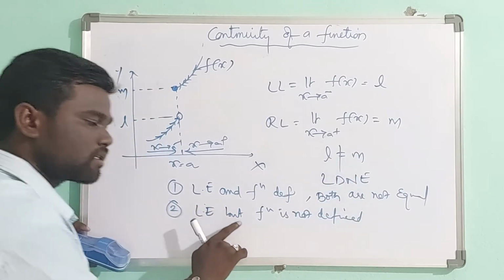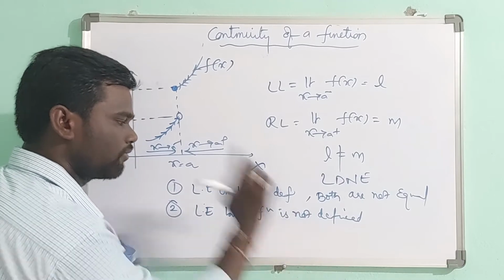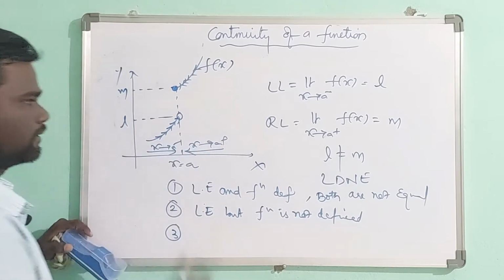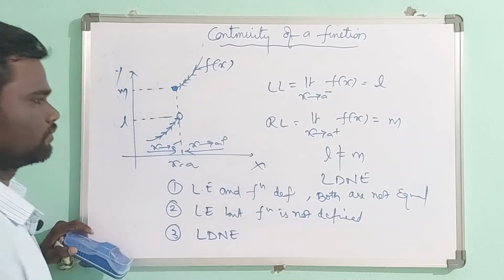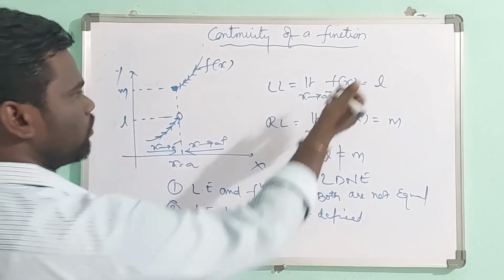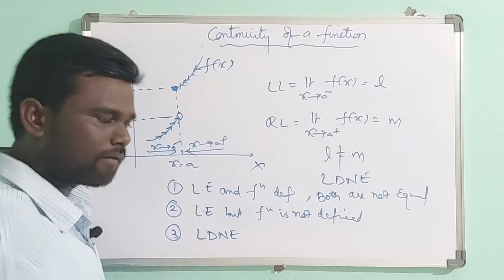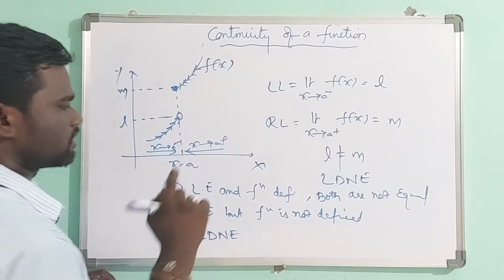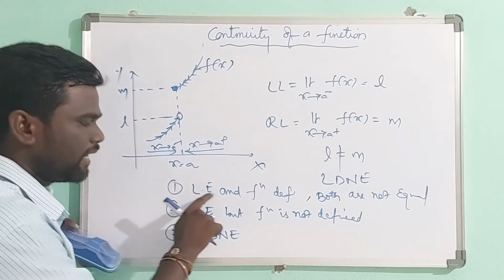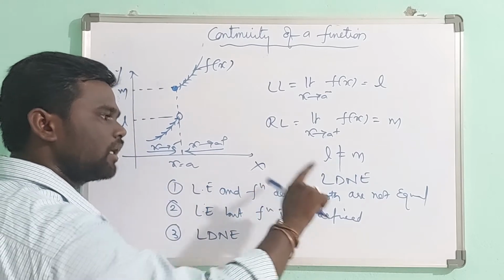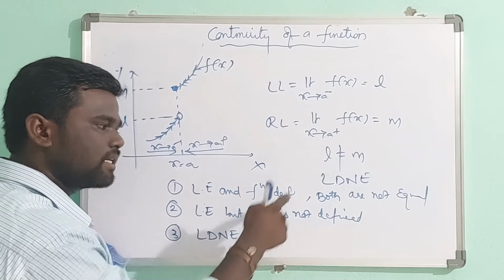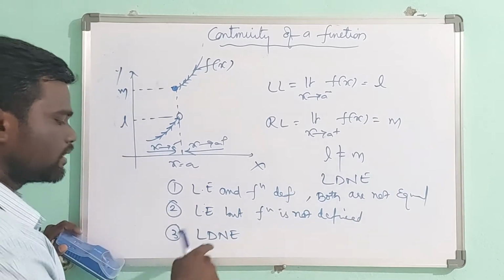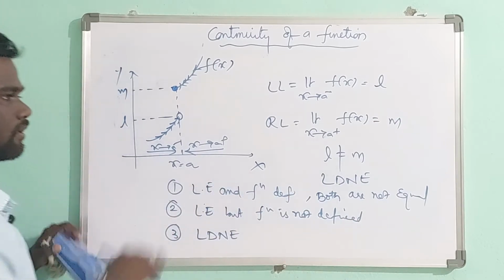So this is one of the reasons for discontinuity of a function. Now come to the third case. The limit does not exist, whether it is a finite quantity or an infinite quantity, whatever it may be. So the first reason is the limit exists and the function is defined, but both are not equal. The second reason is the limit exists but the function is not defined. And the third reason is the limit does not exist.